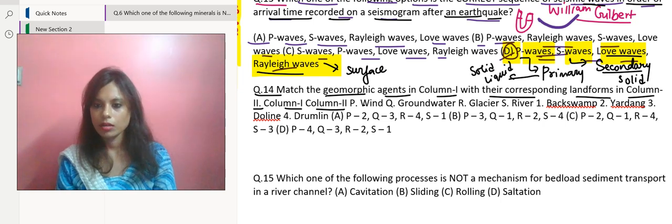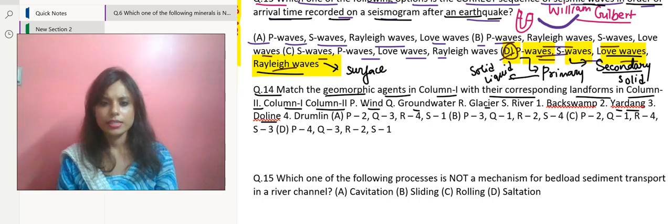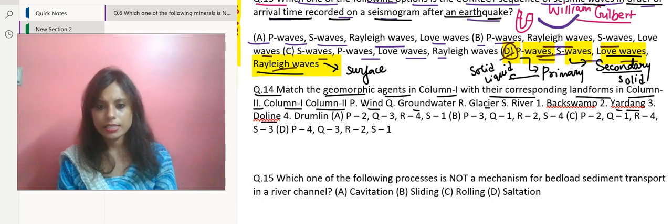So, with wind, Yardang will go; with groundwater, Doline will go; with glacier, drumlin. Yes, we can clearly see this is there in option A. So go with option A.